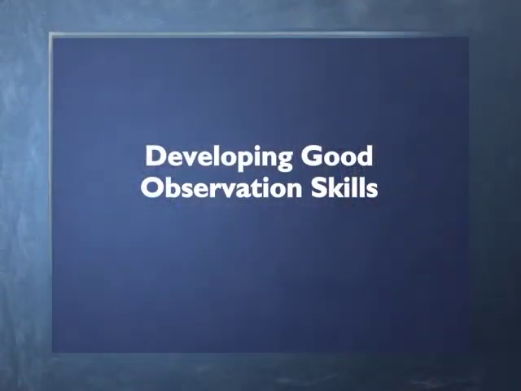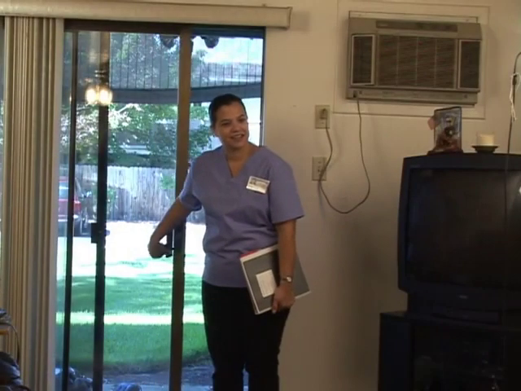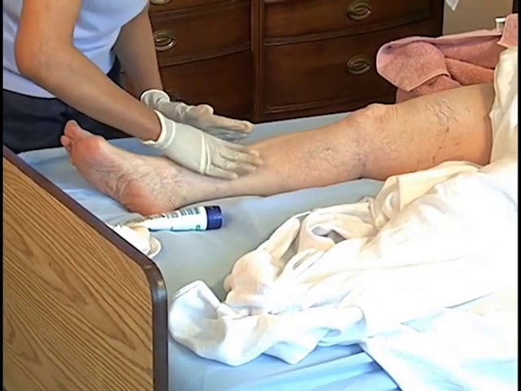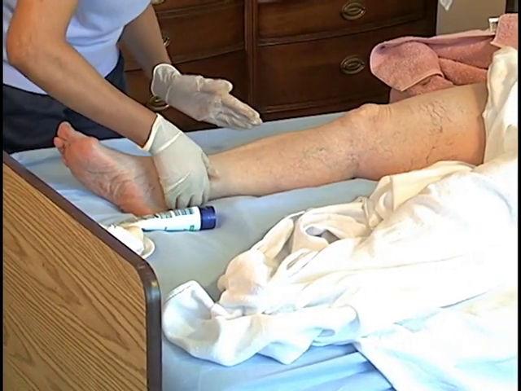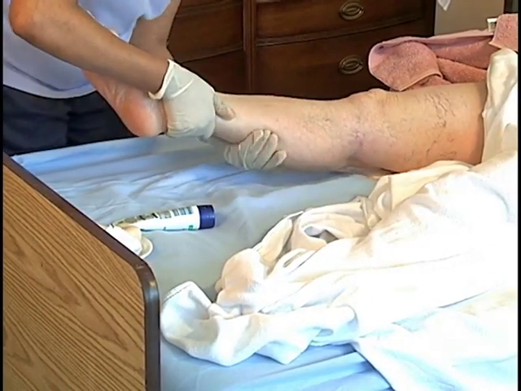Developing good observation skills. Use all your senses. Use your eyes to check the home environment for safety and cleanliness. Use your senses to notice daily changes in your client's skin color, mood, pain levels, appetite, and sleep patterns. By staying alert and using all your senses, you will develop good observation skills.